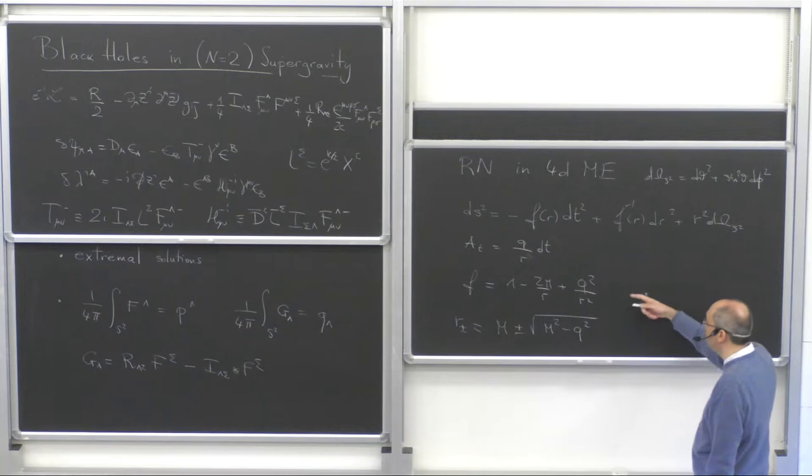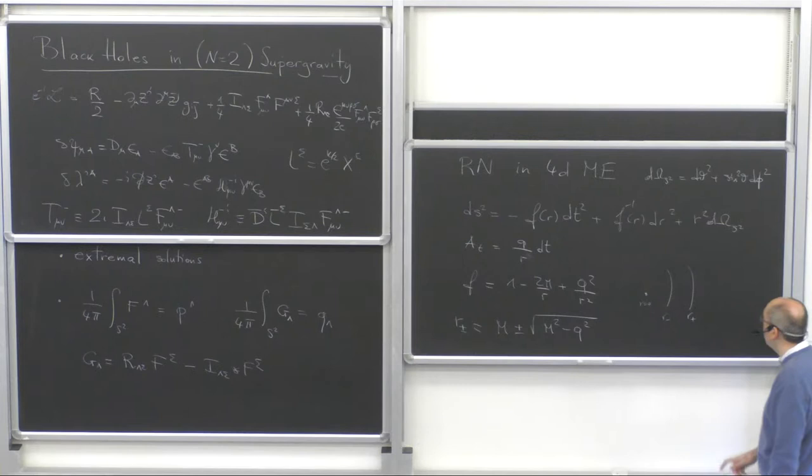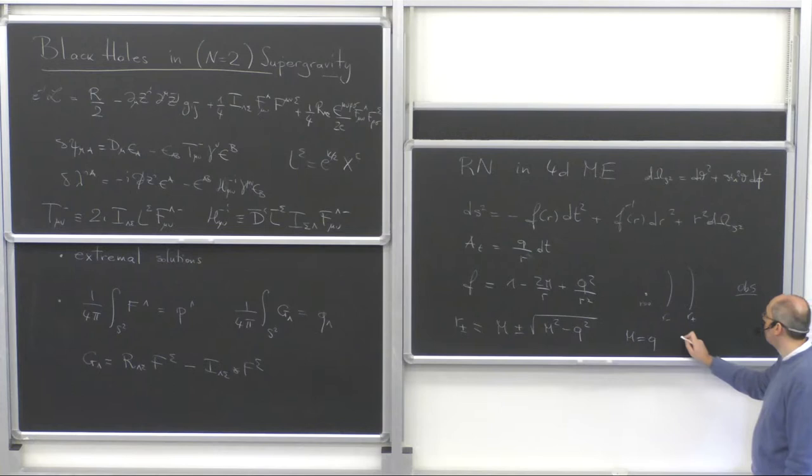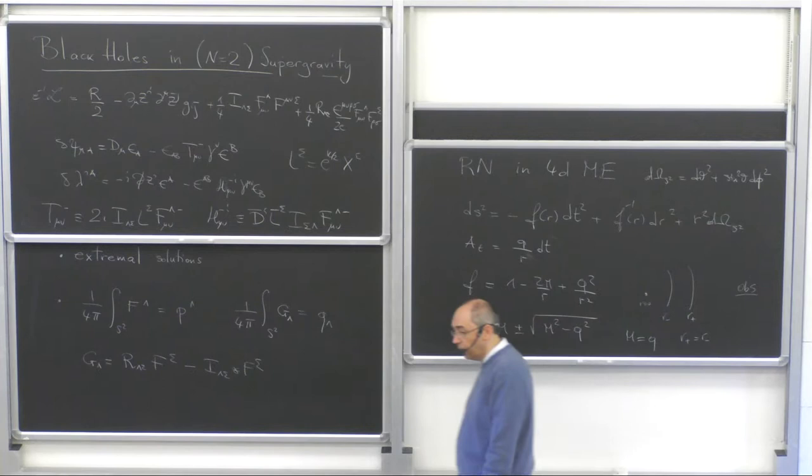The point is that you have two horizons, and this is the metric in adapted coordinates to an observer that sits out here. You see that in the special case where m is equal to q, the two horizons merge, you get a double zero, and this gives an extremal configuration.